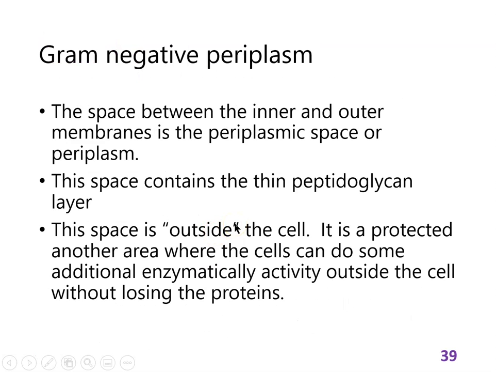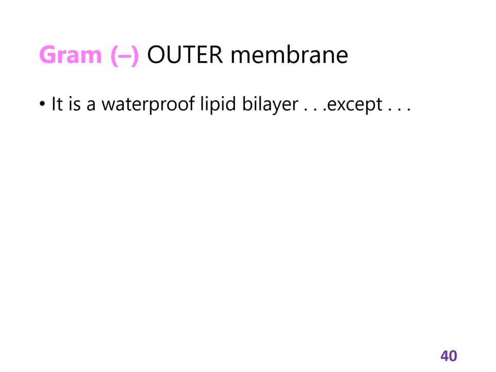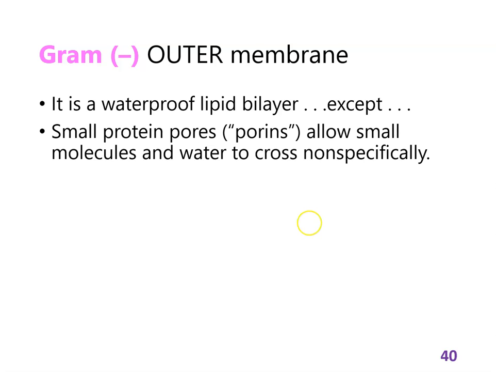So then gram-negatives are the ones that have a periplasm, and this talks about that. I just talked about it. But what the gram-negatives have that's more spectacular is that outer membrane. It is a waterproof lipid bilayer, but the cell puts holes in it, small protein pores that let molecules in water cross it easily. So the cell doesn't use it as a waterproof barrier.